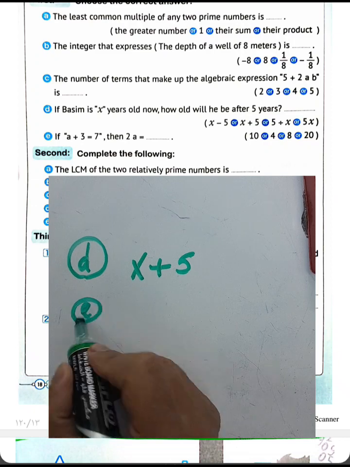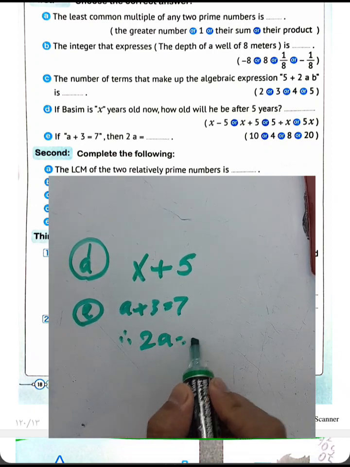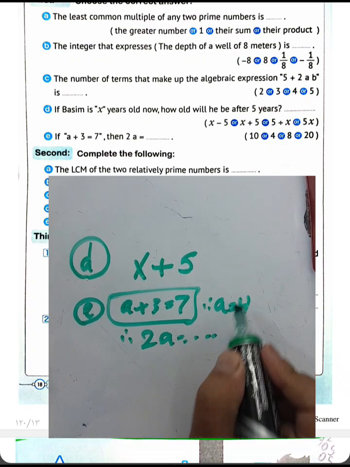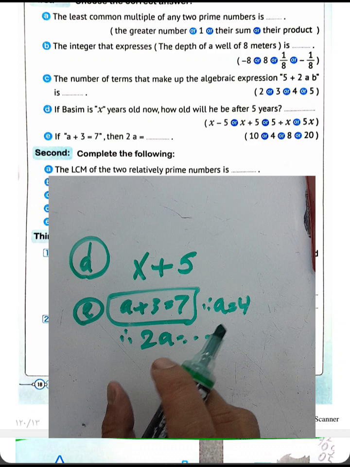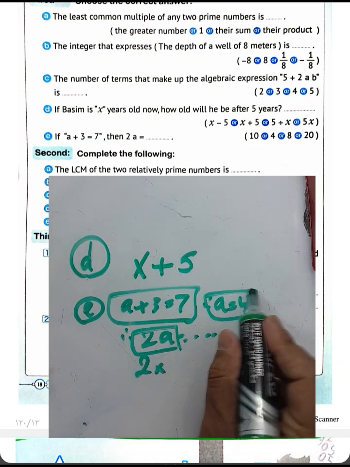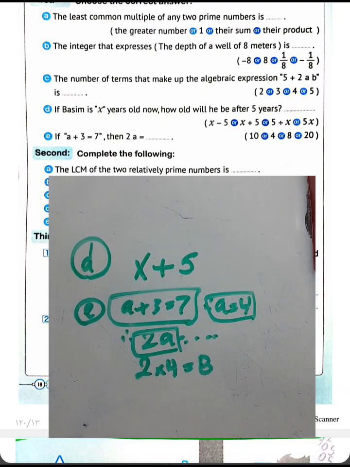Letter E. If a plus 3 equals 7, then twice a equals what? We know a plus 3 equals 7, then a here will be equal to 4, because 4 plus 3 equals 7. And then we want to find 2a. 2a means to multiply the value of a. The value of a equals 4. 2 times 4 equals 8. The result here will be 8.